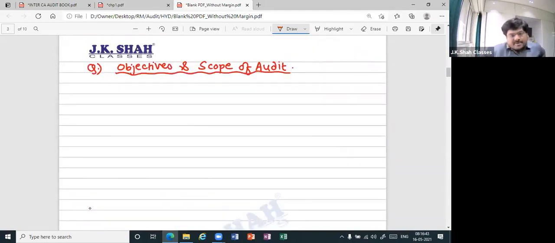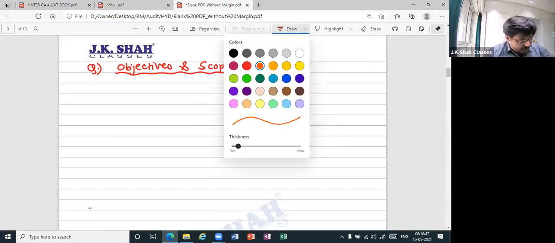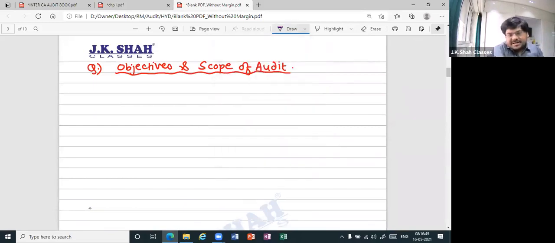Okay, come on. Next part. Listen. Next that we have is nothing but objectives and scope of audit. As the name suggests, objectives and scope of audit. It has two things. One is objective, another is scope. So obviously we'll go one by one. Firstly, what we need to understand is regarding objectives of audit. Okay, that is why audit is done.